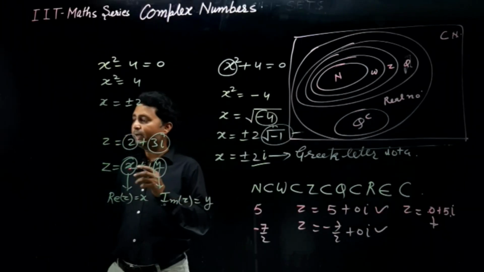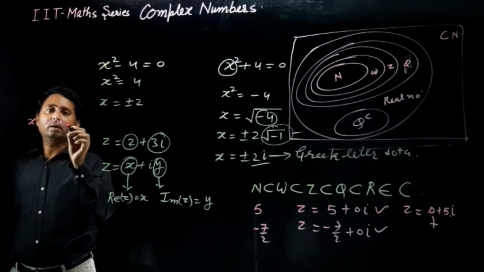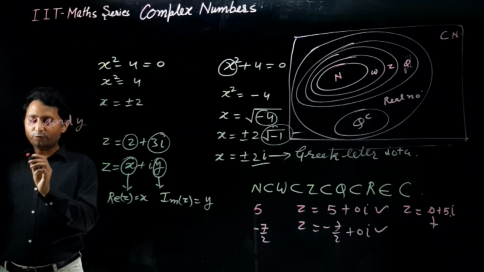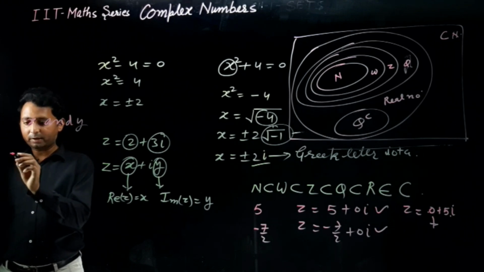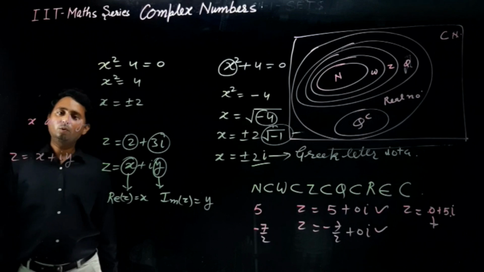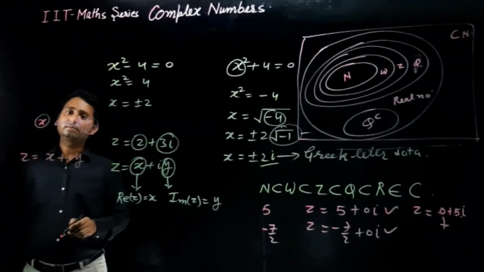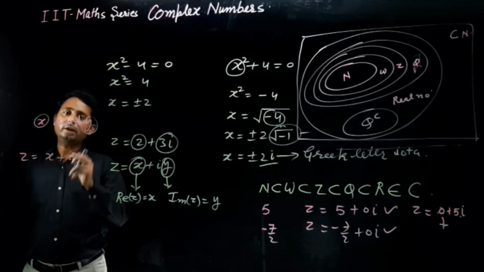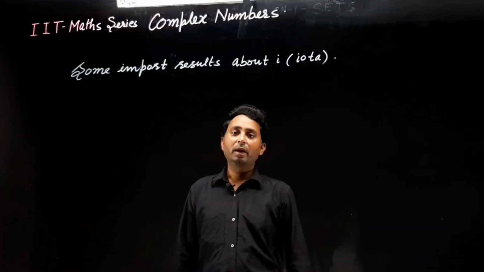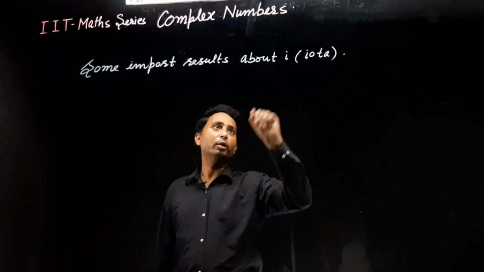For any two real numbers x and y, we can write another number z equals x plus iota y, in which x and y are real. So for these two real numbers, we can write them in this form. In complex numbers, a new symbol is used, iota.